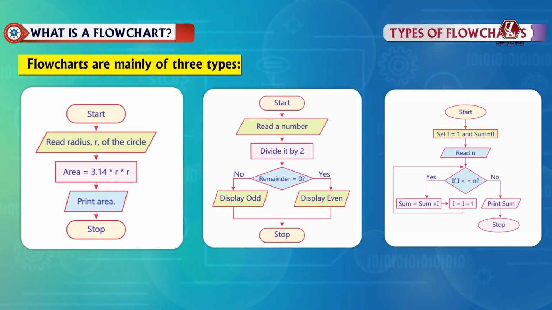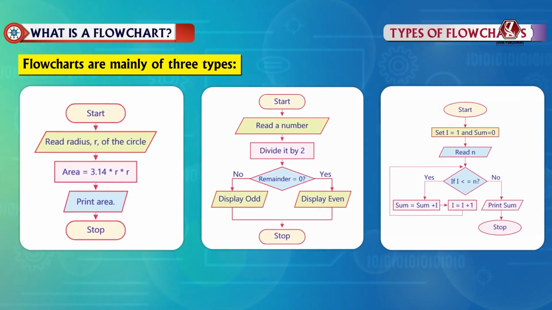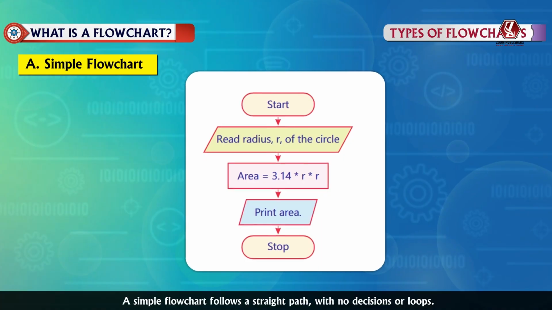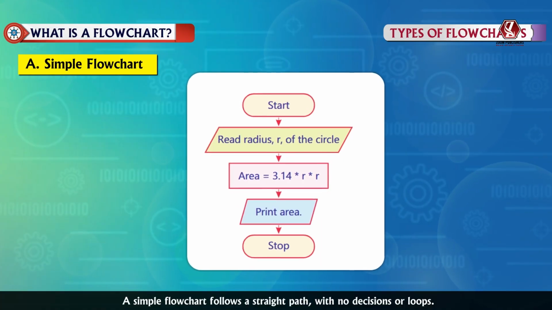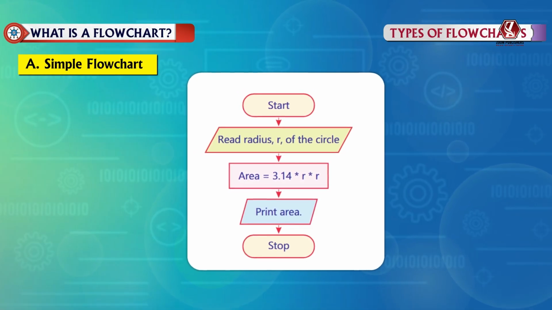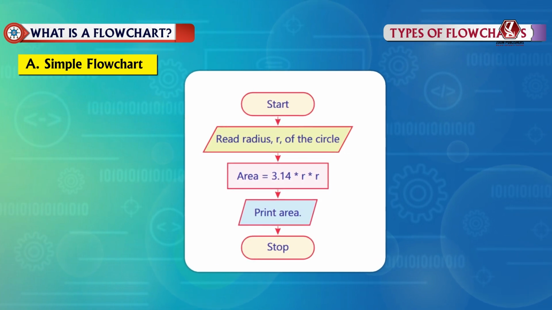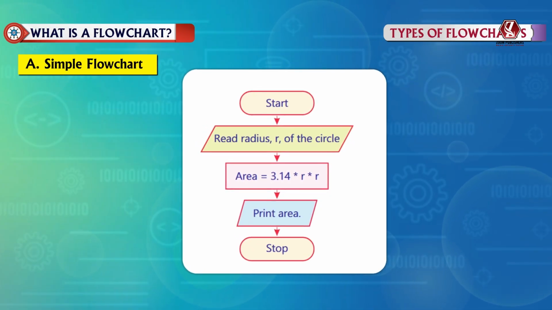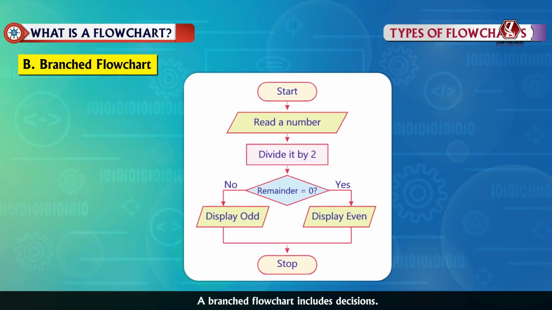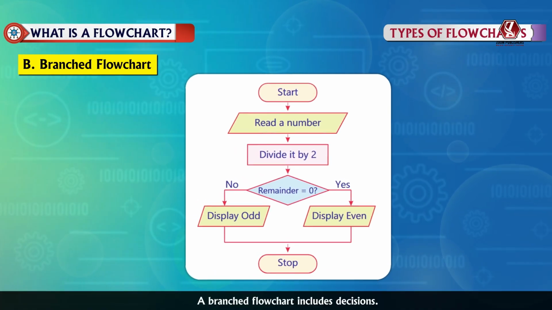Types of flowcharts. Flowcharts are mainly of three types. A. Simple flowchart. A simple flowchart follows a straight path with no decisions or loops. Example, calculating the area of a circle. Start, read radius r, area equals 3.14 times r, print area. Stop.